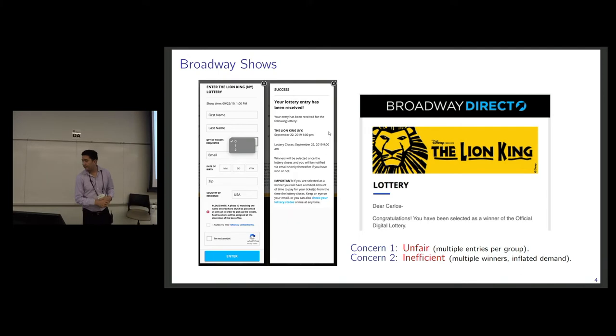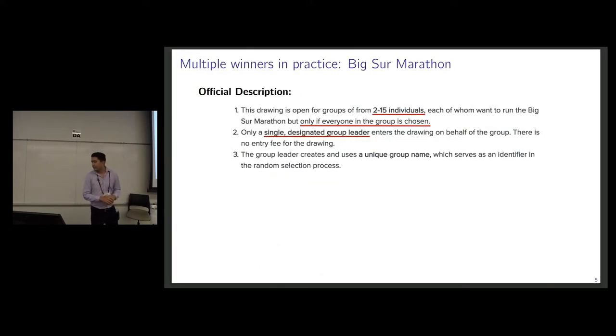The first one is that both members of a couple could enter this lottery and request two tickets each. So they're going to have roughly twice the chance of winning compared to a single applicant. And moreover, if both members of a couple win, they're going to get four tickets, but they only needed two, so there's going to be a waste of two tickets. And in fact, here I have another example where we do see that multiple winners happen in practice.